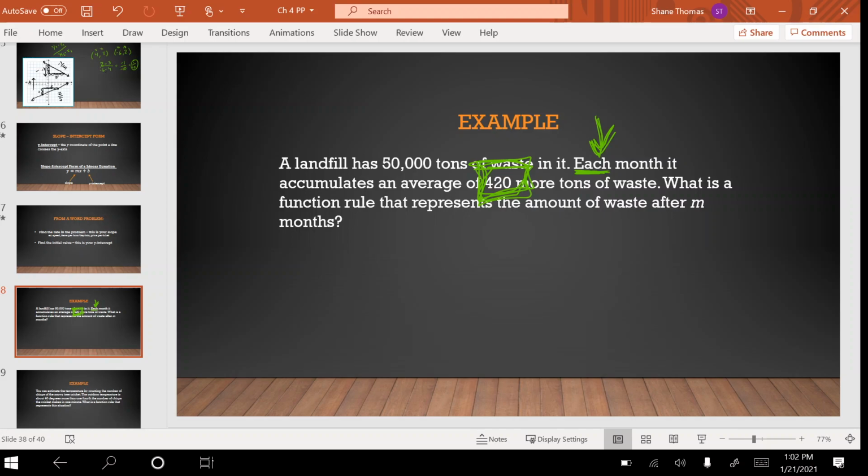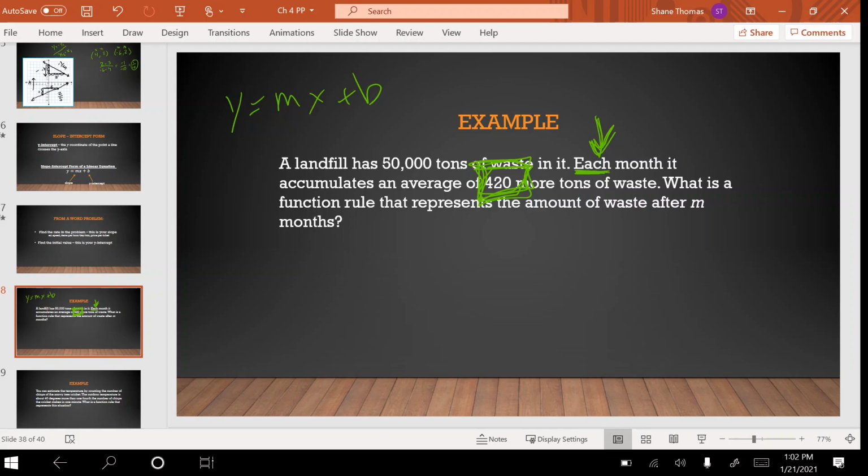I don't care if I'm talking about tons of landfill. I don't care if I'm talking about fish in the sea. Pick out the key things. That's all the word problem is: differentiating between what's important and what is completely meaningless.